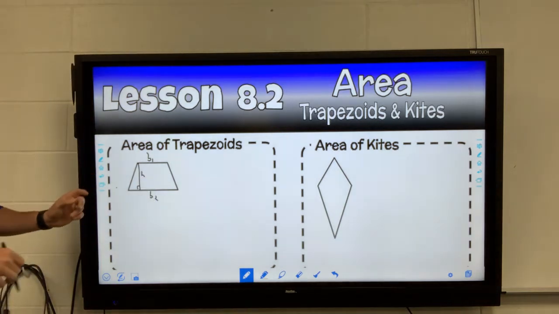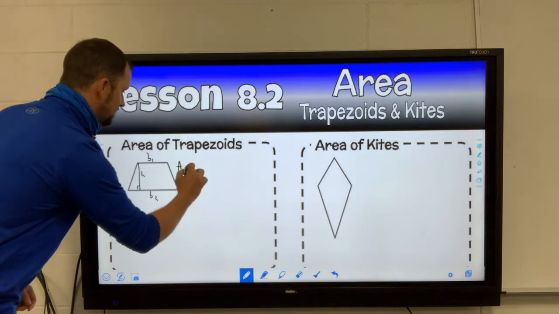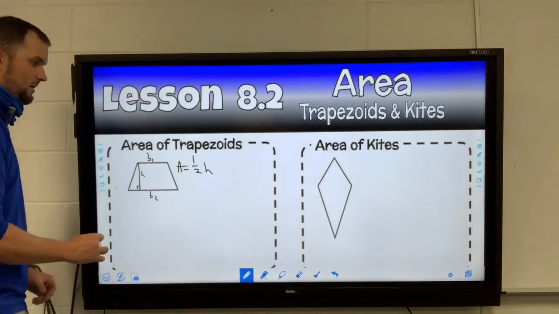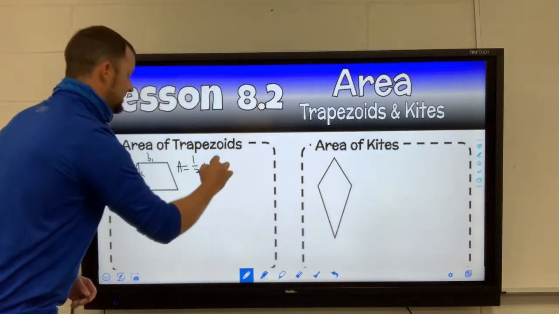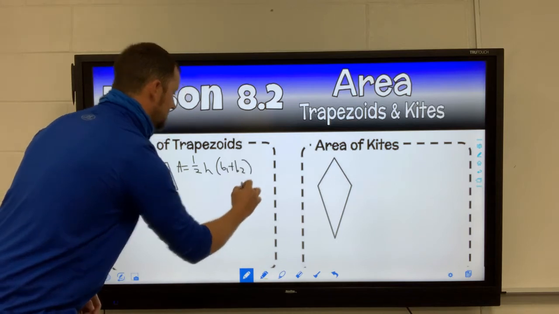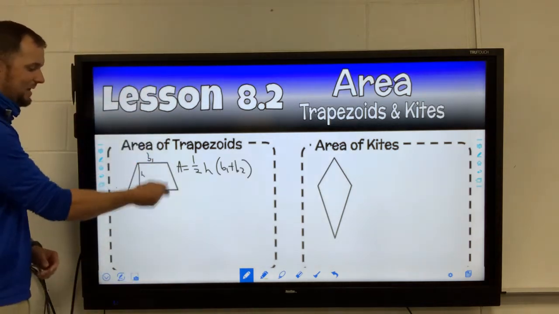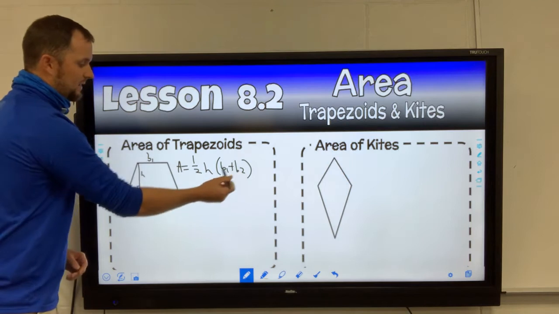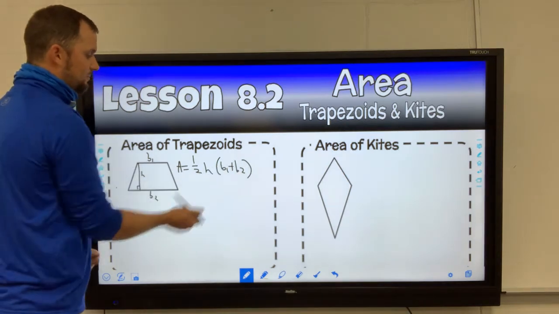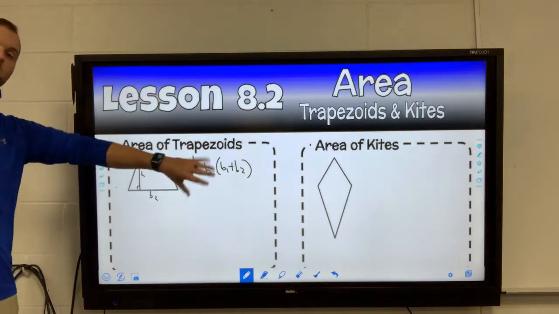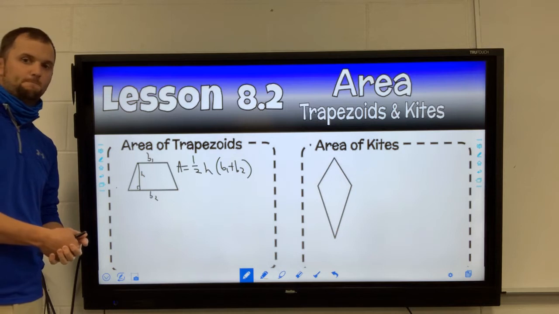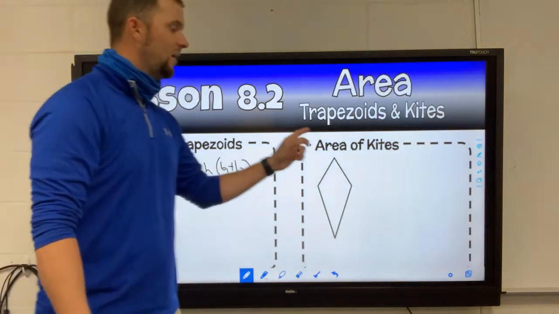And the area of a trapezoid is going to be equal to 1/2 the height, okay? And then inside the parentheses, I'm going to do base 1 plus base 2. So basically what's going to happen is I'm going to add base 1 and base 2 together, and then I'm going to multiply 1/2 times the height times base 1 plus base 2. I'm going to plug all that in, simplify, and then solve, and it should give you your area of a trapezoid, okay?